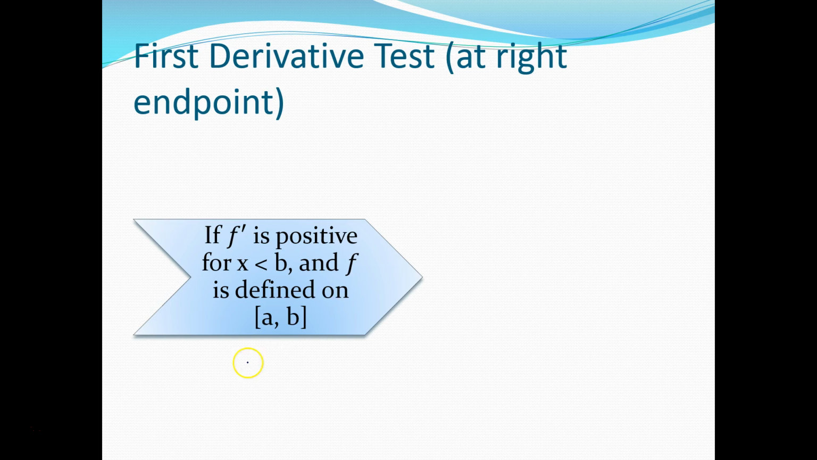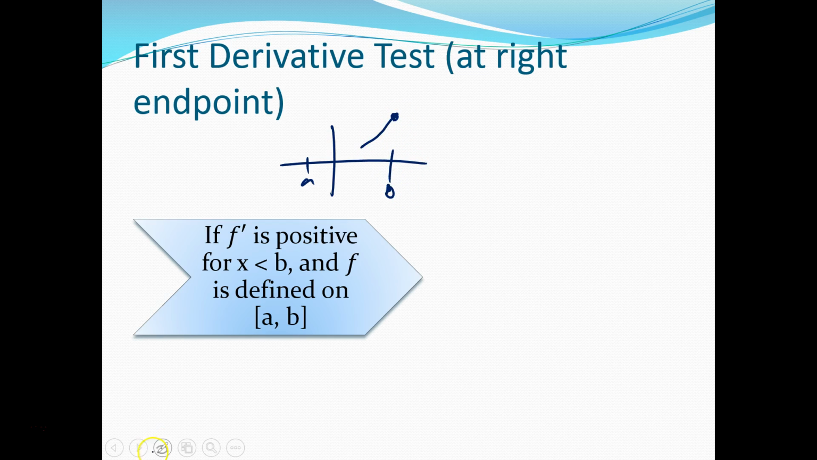Works the other way as well. So this is an endpoint at the other end. So here's our a, here's b. This time they're saying, well, what if the derivative is negative leading up to b? Well, this time the derivative is positive. So the derivative is positive, which means that we're increasing. So we have an increasing derivative up to b.